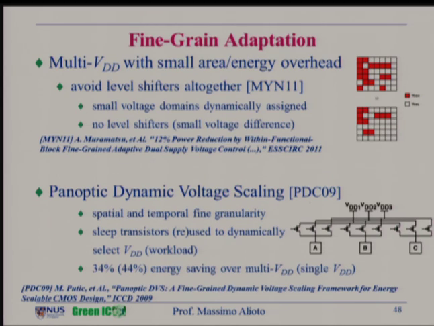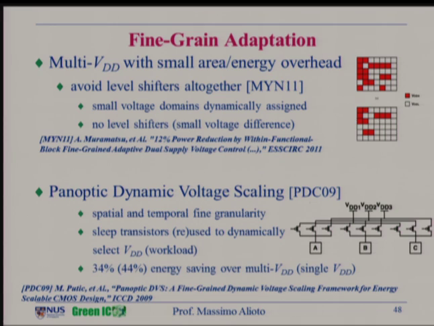Well, what to do about these variations? What we can do is, for example, using an idea that was proposed by the University of Tokyo a few years ago. We can partition the whole system into small voltage domains and assign to each domain high VDD or low VDD to compensate variations. And these two voltages are actually very close to each other, tens of millivolts. So that's enough to compensate variations, but small enough that we can get rid of level shifters. So it means that we can partition this with very, very low overhead.